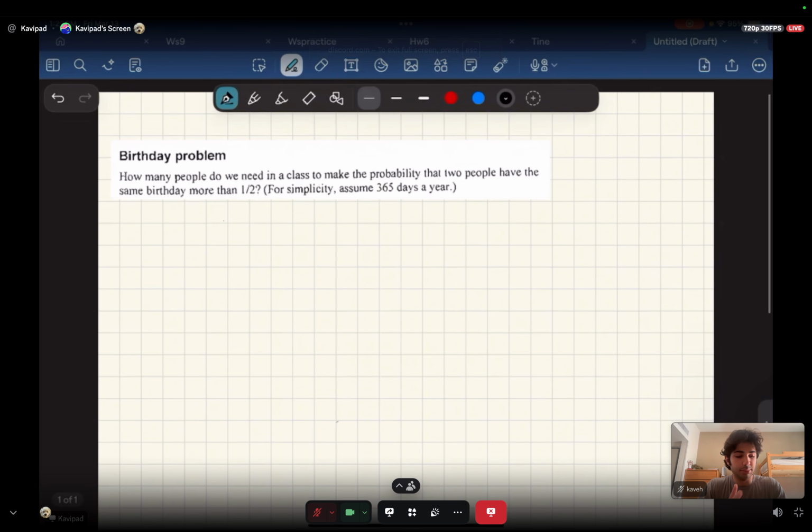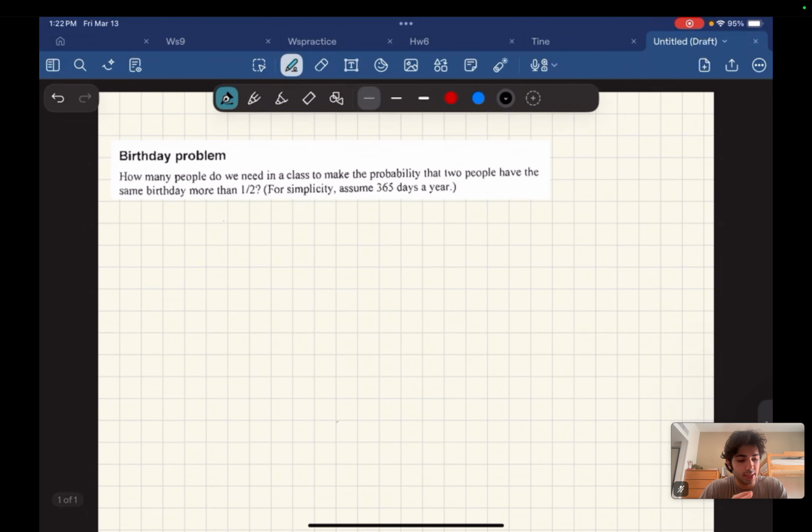This is the birthday problem, and it says, how many people do we need in a class to make the probability that two people have the same birthday more than one half? For simplicity, assume 365 days a year. So the probability of two having the same birthday being more than one half is the same as the opposite.